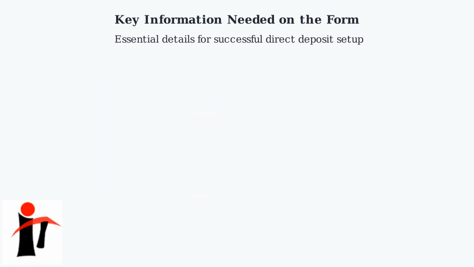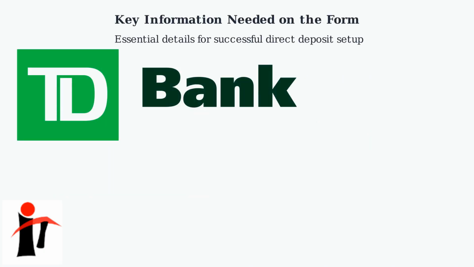The direct deposit authorization form requires specific information to ensure your payments are deposited correctly into your TD Bank account. This includes your personal details, TD Bank account information, and your payer's details. First, you'll need your personal information. This includes your full legal name as it appears on your TD Bank account and your complete mailing address, including street address, city, state, and zip code.